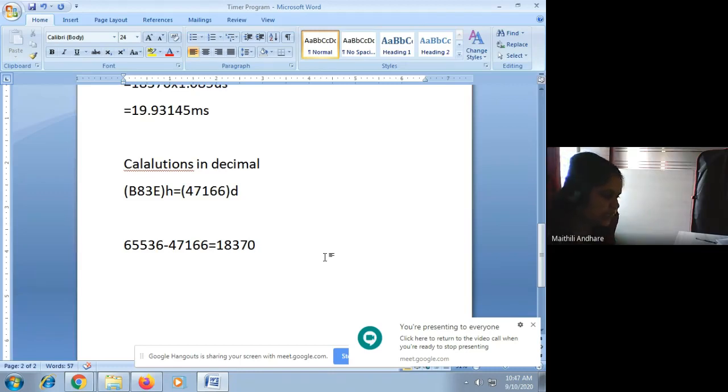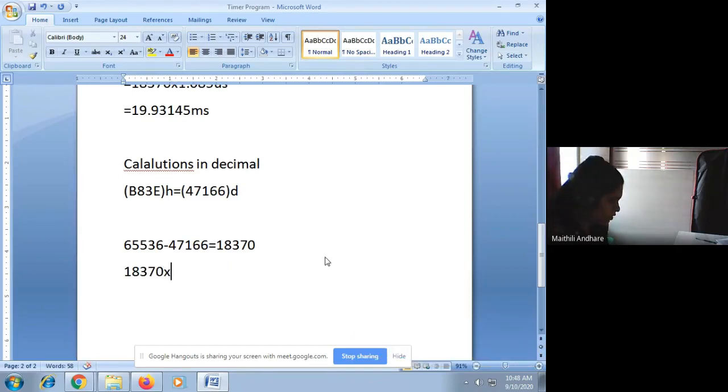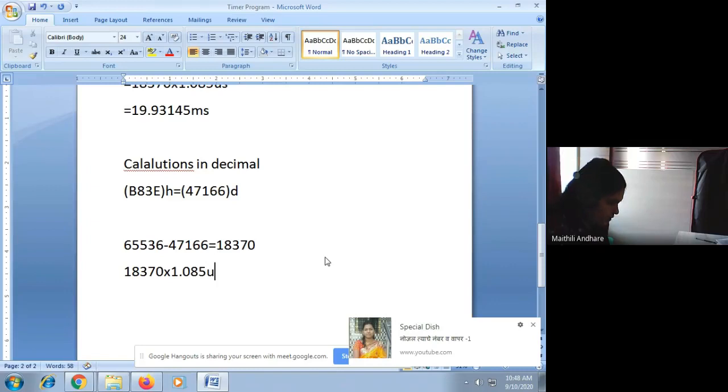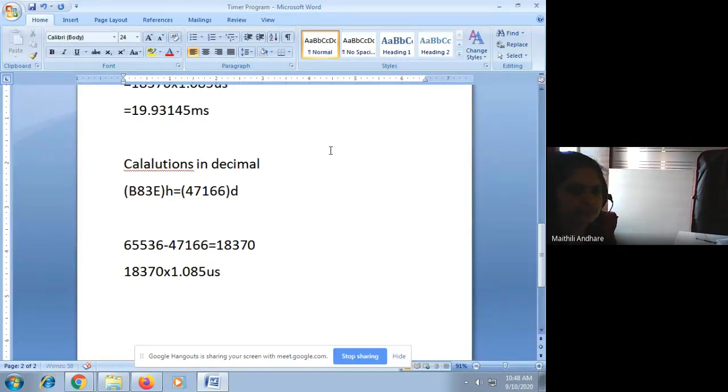You have to just multiply. So do it on your own with the proper understanding. Don't copy as it is from the screen. Understand each and every step so that you can do any calculations on your own.